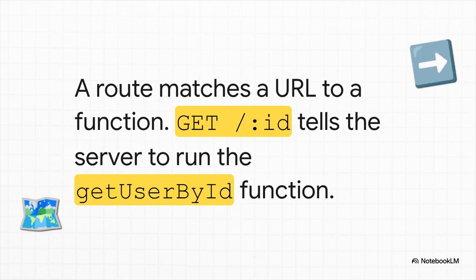Let's look at a route. This little piece of code here is like a signpost. It says, hey server, whenever you get a request, specifically a GET request that looks like this URL with a user ID at the end, I want you to run the getUserById function. It's literally just mapping a URL to a piece of code.